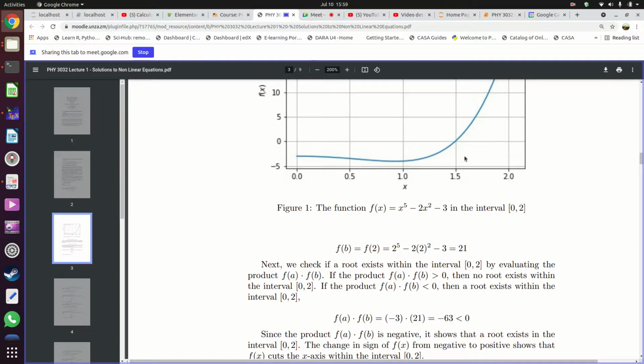So, if there is no solution this side, then we can shrink. We can make our C become B. So we shrink, we move this thing this side. We make the upper bracket become 1.5, so that our new interval is going to be between 1 and 1.5.